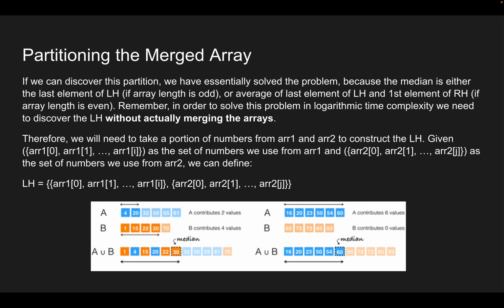Now remember, in order to solve this problem in logarithmic time complexity, we need to discover the LH without actually merging the arrays. So therefore, we're going to need to take a portion of numbers from array 1 and array 2 to construct the LH.